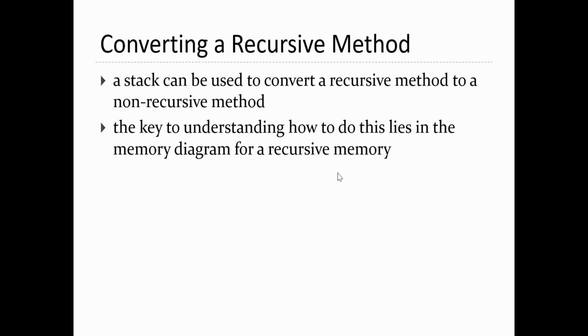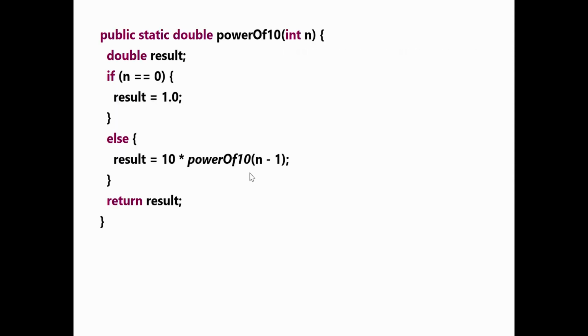And so what I'm going to do is use these pretty primitive memory diagrams that we've been drawing. And I'm going to draw a memory diagram of what happens when you run a recursive method. Okay, so here's a method that you should never write. It's called power of 10. It calculates 10 to the power n, where n is greater than or equal to 0.